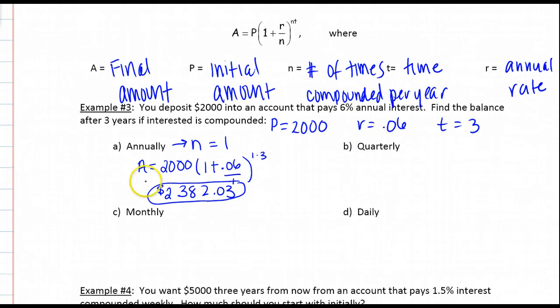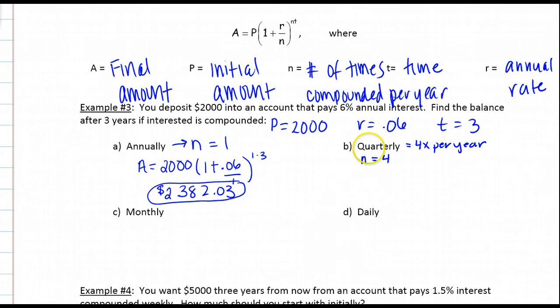So we did part A annually. Quarterly means 4 times per year you're getting your interest. So then if you look at n, it said number of times compounded per year. So here n equals 4.